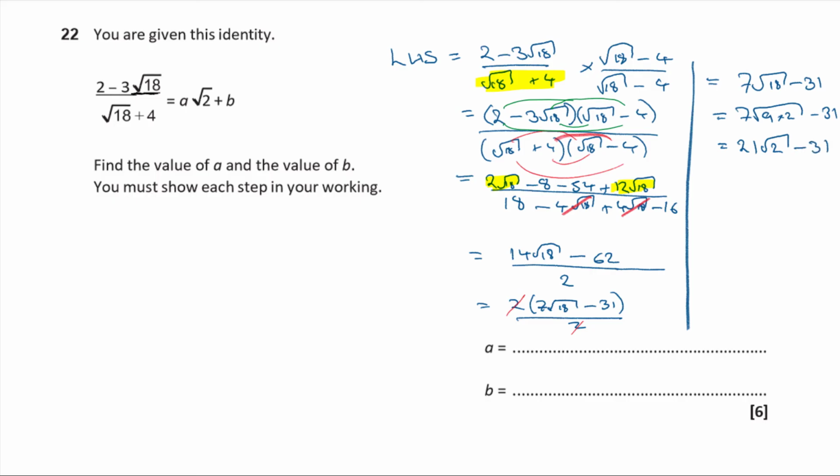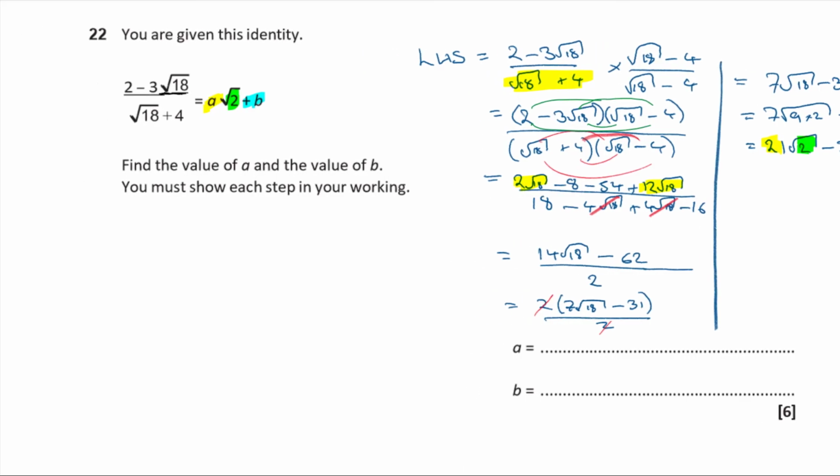Okay, and now we are in the right form, aren't we? So our a term is 21, and then we've got our root 2, and then we've got the b term, which is minus 31. So it is the right form. So I can say that's equal to the right hand side now. So a must be 21, and b must be minus 31 then. Okay, and then we're done.